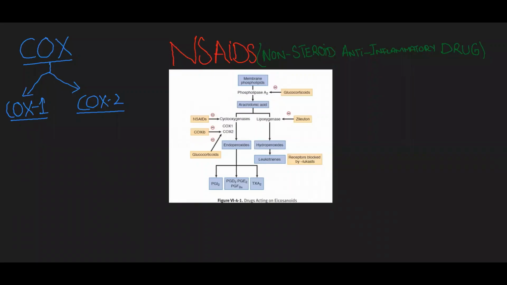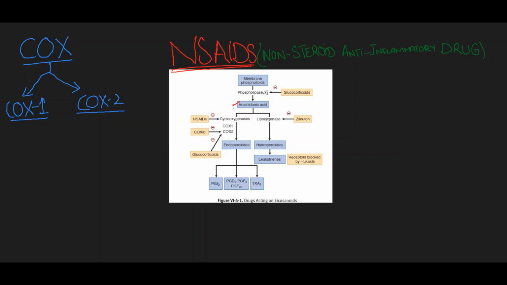Today I'm going to discuss the non-steroidal anti-inflammatory drugs. So basically, what are the non-steroidal anti-inflammatory drugs? Before going into the classification of the non-steroidal anti-inflammatory drugs, first we will discuss the production of prostaglandins and leukotrienes. Arachidonic acid is the precursor of the prostaglandins and leukotrienes. This arachidonic acid is a component of the cell membrane phospholipid.